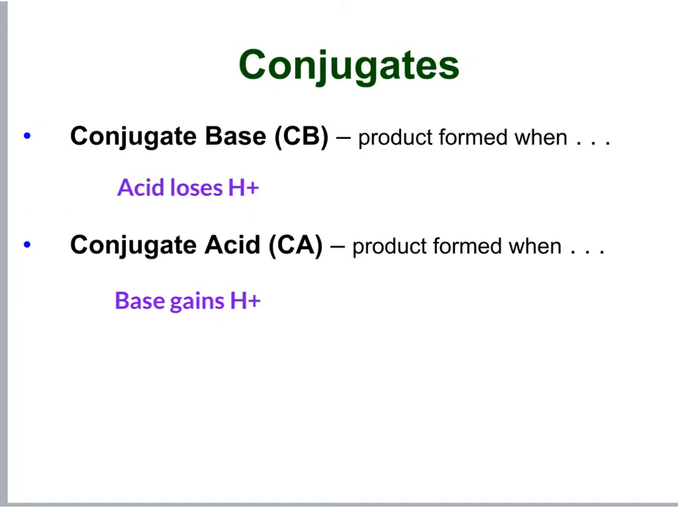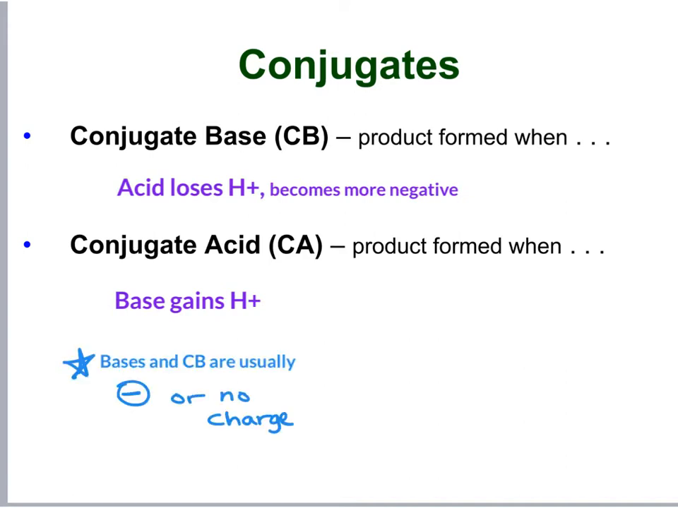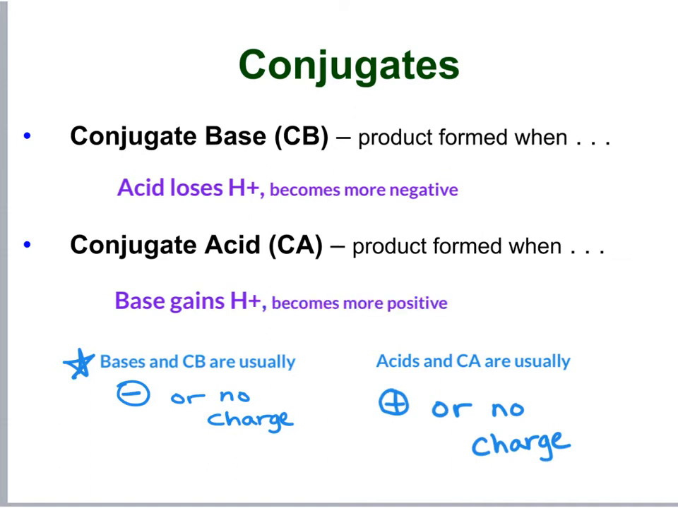When an acid loses a H+, that means it becomes more negative. So negative things tend to be bases. And that could be either a regular base or a conjugate base. Then conversely, if negative things are usually bases, acids tend to be positive. So if it's an acid or a conjugate acid, it will usually be either a positive or a neutral charge. So this makes sense because a base gaining an H+ should become more positive. So they call the product a conjugate acid because it's more positive.